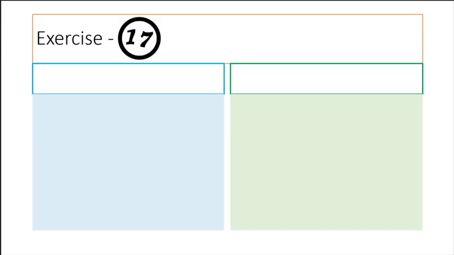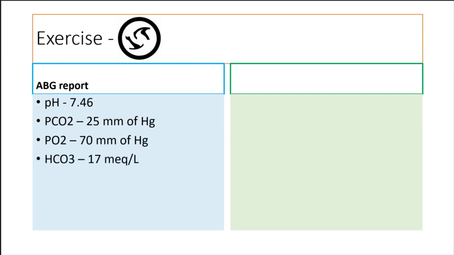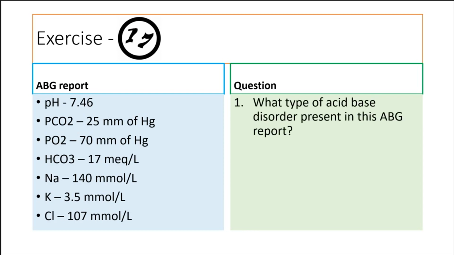Exercise 17. ABG report. pH 7.46. PCO2 25 mm of Hg, PO2 70 mm of Hg, HCO3 or bicarbonate 17 milliequivalent per liter, Na or sodium 140 millimole per liter, K or potassium 3.5 millimole per liter, Cl or chloride 107 millimole per liter. Question 1. What type of acid-base disorder is present in this ABG report?